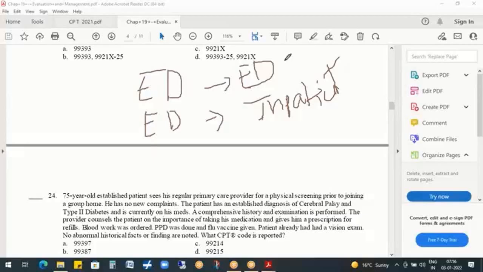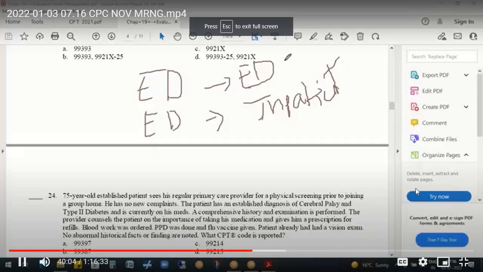What is the initial place of service? Where is the patient initially? ER physician. ER means emergency room. Okay, the patient remains in the ER or he moved to some other location?